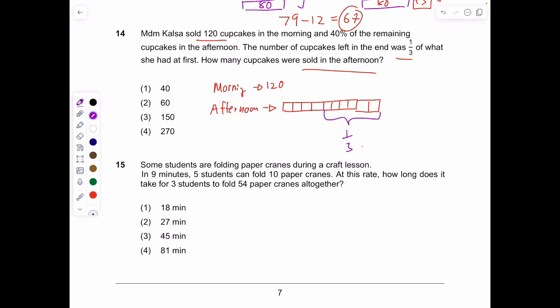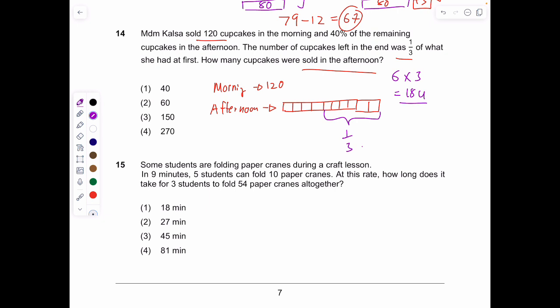So granted that we know that 1/3 was the original amount, we also know that since this is 1, 2, 3, 4, 5, 6, so 1/3 is actually 6 units. We would know that 100% is actually 6 times 3. Therefore, it will be 18 units. 18 units is actually the full amount.